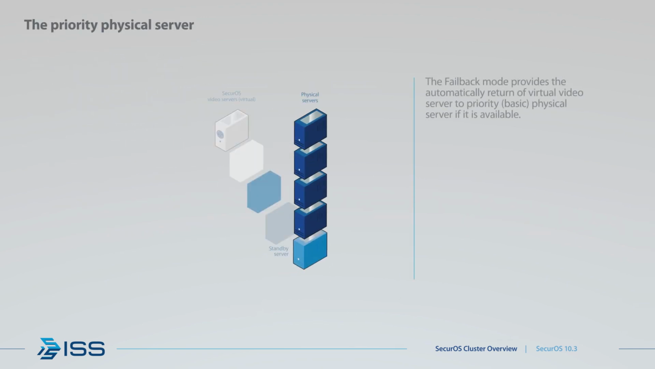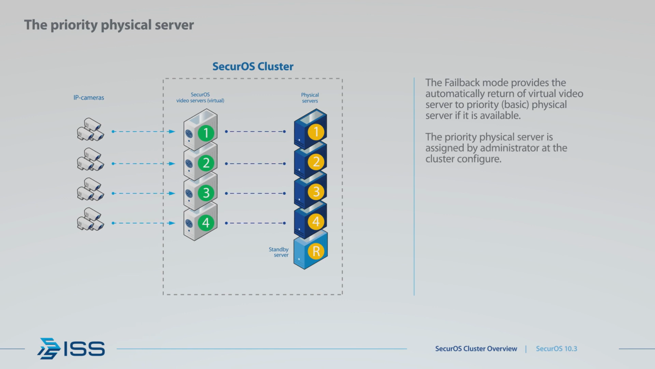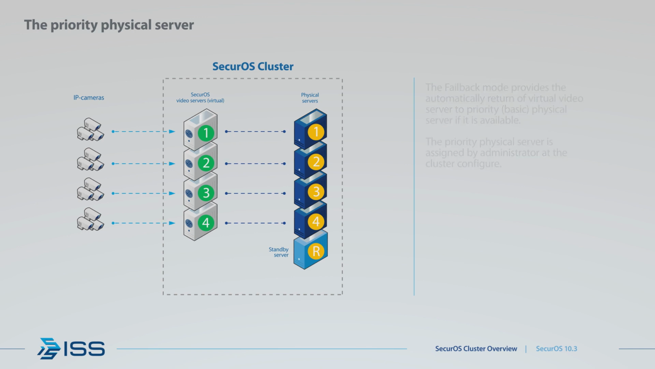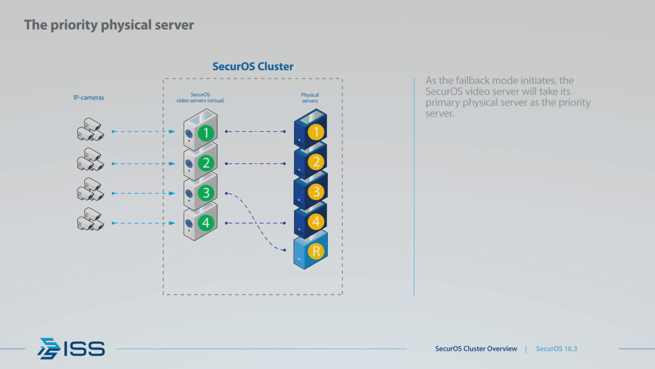The failback mode provides the automatic return of the virtual video server to the priority physical server if it is available. The priority physical server is assigned by the administrator at the cluster configuration. As the failover mode initiates, the virtual SecurOS video server migrates to the standby physical server automatically and functions on the standby server as long as its priority physical server remains inaccessible. As the failback mode initiates, the SecurOS video server returns to its primary physical server as the priority server.